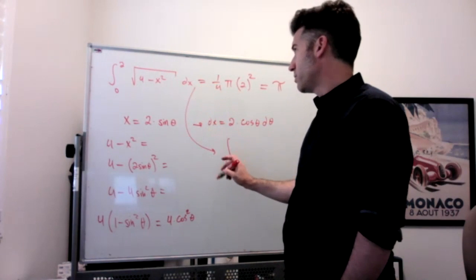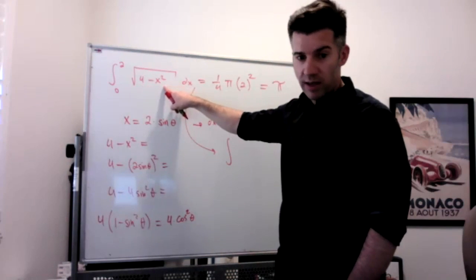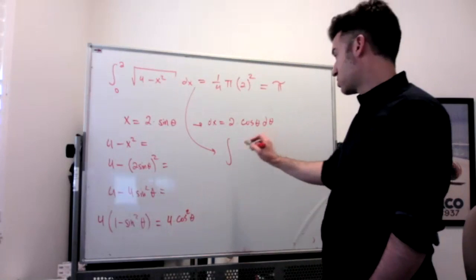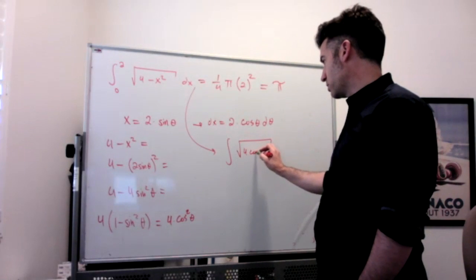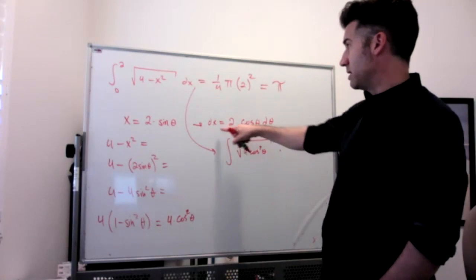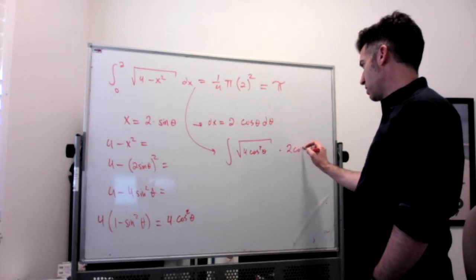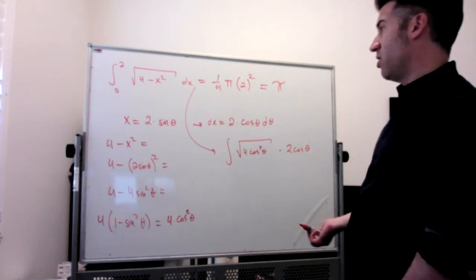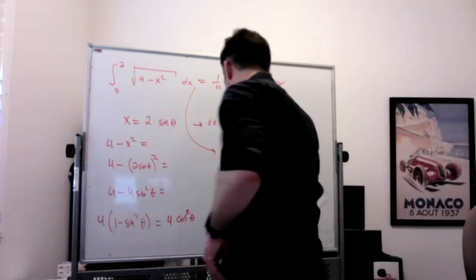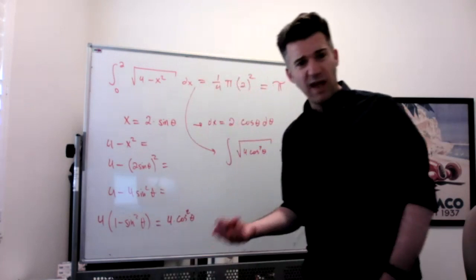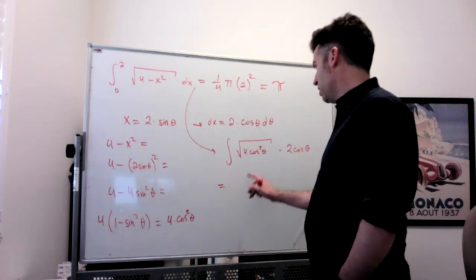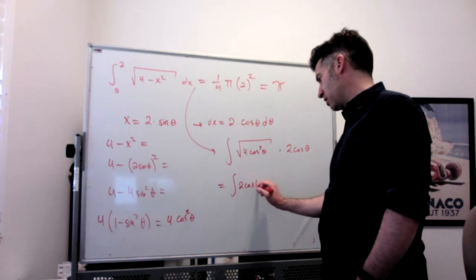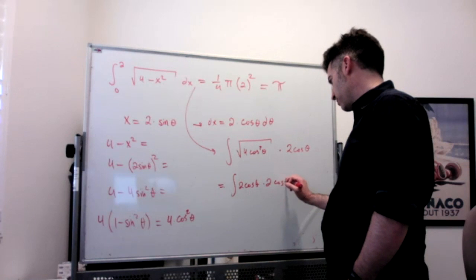So this is what we get. We get the integral. The square root of 4 minus x squared is, well, 4 minus x squared is equal to 4 cosine squared. So it's going to be the square root of 4 cosine squared theta times my dx, which is 2 cosine theta. And I think we might as well change our limits of integration. This is also where things get a little bit weird. Let me just write a few more steps and then we'll change limits. So the square root of 4 cosine squared is 2 cosine theta. So you get the integral of 2 cosine theta times another 2 cosine theta d theta.